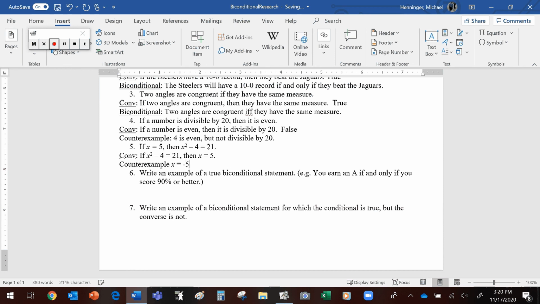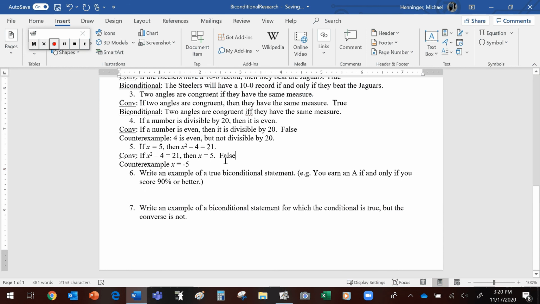Okay, so that's a counterexample. If I take negative 5 and I sub it in here, so negative 5 squared is 25. 25 minus 4 is 21. Okay, so this statement's true, and it doesn't have to be negative 5. So this is a counterexample, which makes the converse false, which means we can't have a true biconditional statement here.